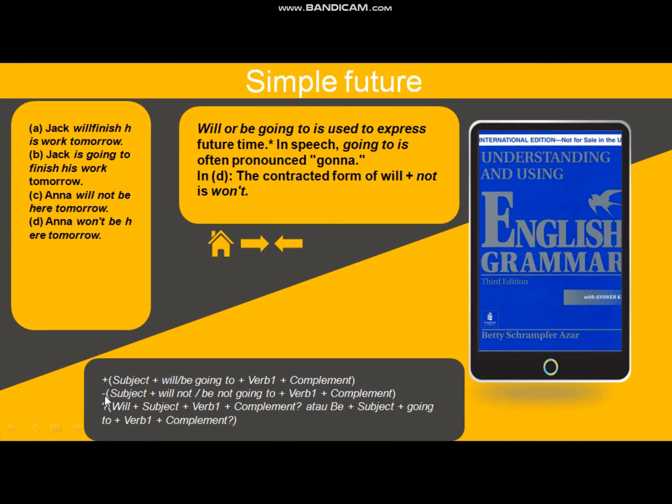This is for the negative sentence. This is the question sentence. And then this is an example. Jack will finish his work tomorrow. The second is Jack is going to finish his work tomorrow. See, Anna will not be here tomorrow. Anna won't be here tomorrow.